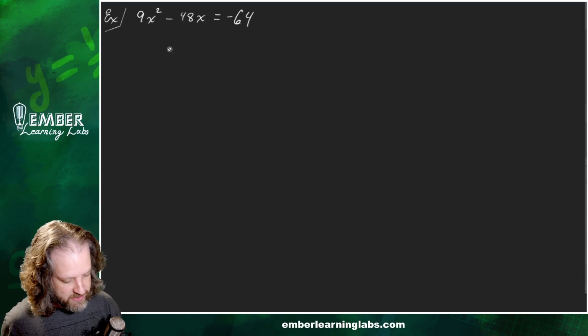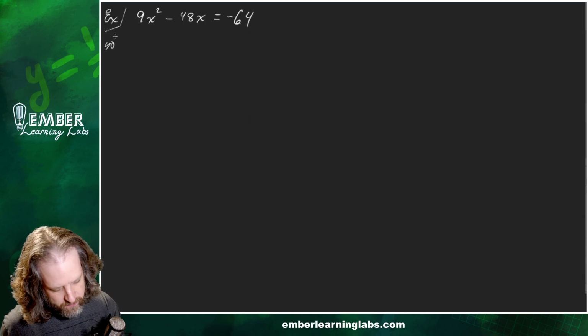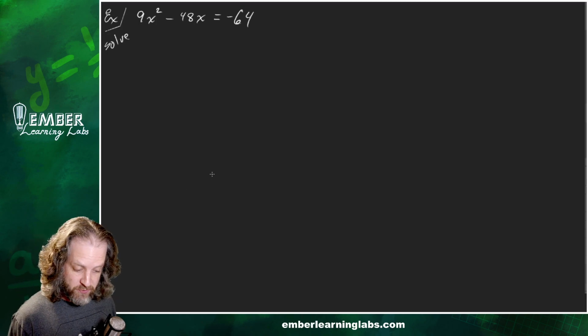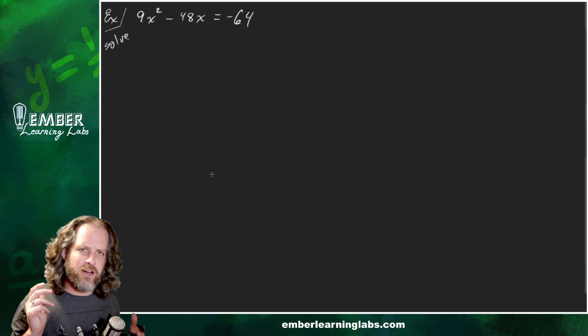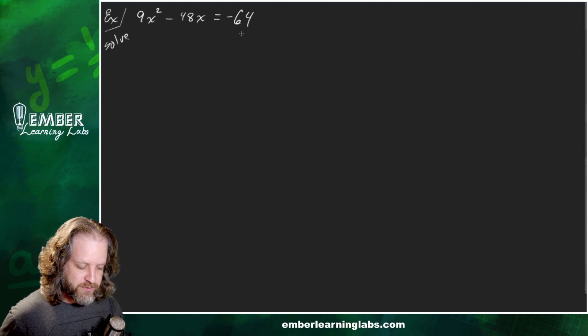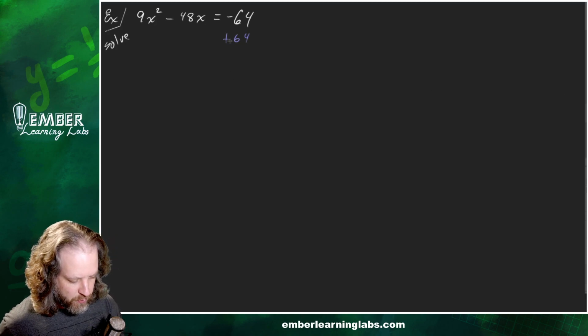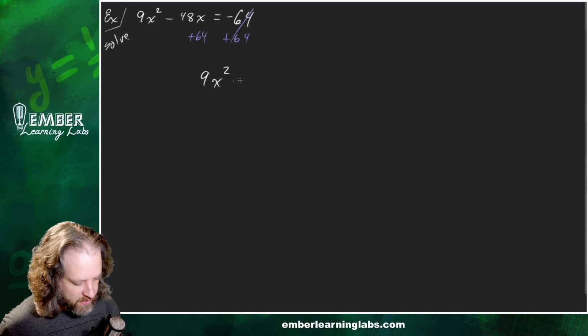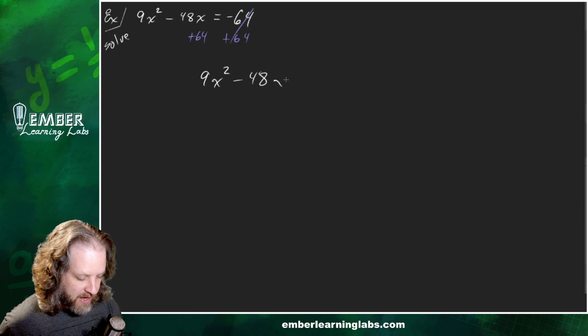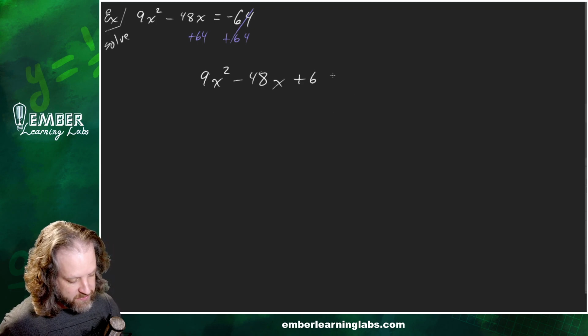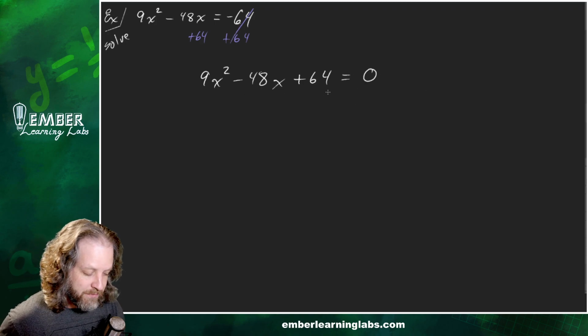All right, so this should say solve. We've done this before, and we're going to keep doing this, our same tried and true method. In order to solve this, we need everything on one side and 0 on the other side. So we're going to add 64 to both sides. 64, that cancels out. So 9x squared minus 48x plus 64 equals 0. So is there a common factor between all of these?